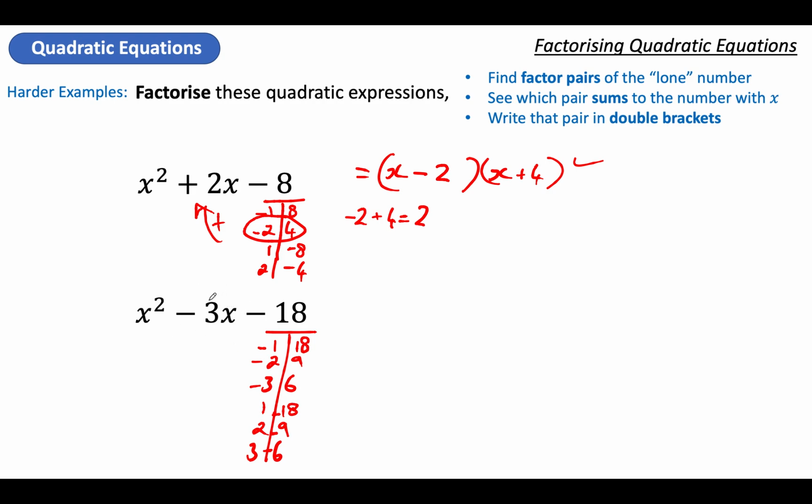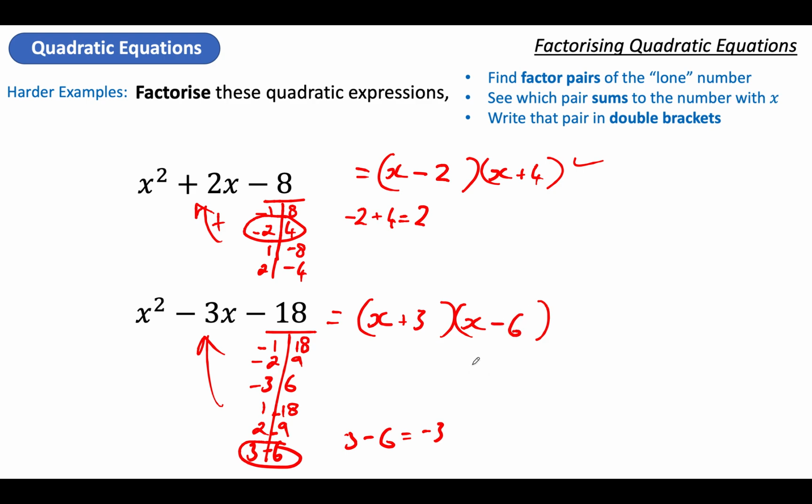Right, so which pair, when I add them together, gets me negative 3? Well, I'm going to put you out of your misery, I can see already. This is 3, take away 6. That's the pair that makes negative 3. So that's the one I want. So put them in a bracket. It's always x at the start, if that's the letter in your expression. And I've got 3 and negative 6. So the 3 is positive, but the 6 is negative.